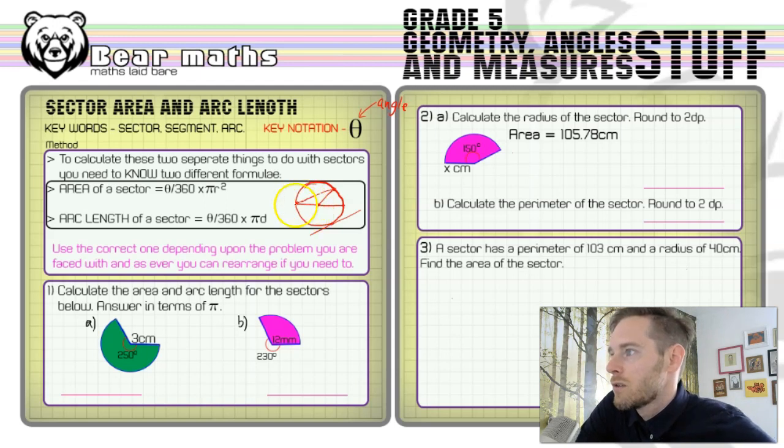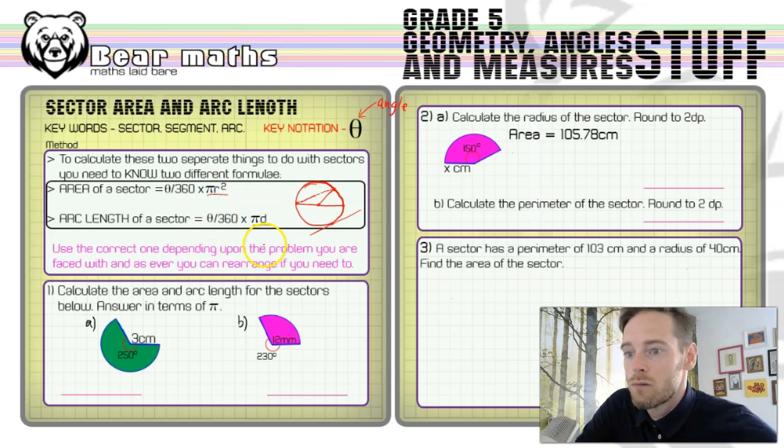Now, to calculate the two separate things to do with sectors, you need to know two different formulae. And the formulae that you need to know are basically the same as the area of a circle formula and the circumference of a circle formula. If you haven't watched the circles area and circumference video, please do. It'll be very useful for you to watch if you don't understand it. Basically, you put the angle out of 360. It's a fraction of the circle that's being used in each instance.